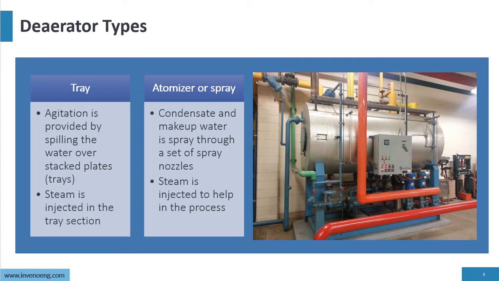Two types of deaerators. Tray: agitation is provided by spilling water over stacked plates or trays, and steam is injected into the tray section. Or an atomizer or spray type deaerator: condensate makeup water is sprayed through a set of spray nozzles, and the steam is injected to help the process.